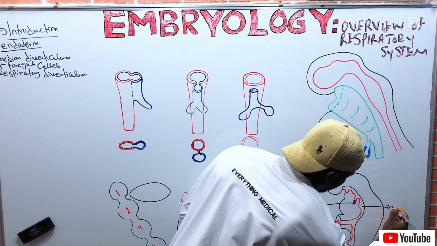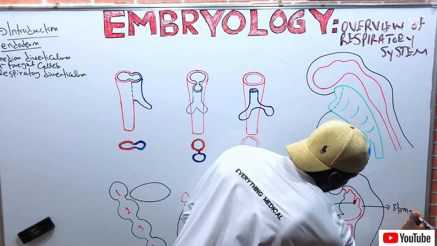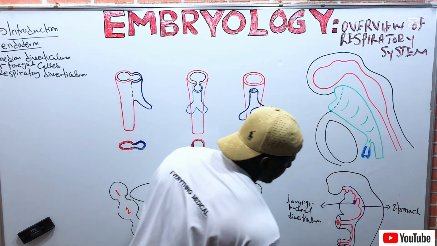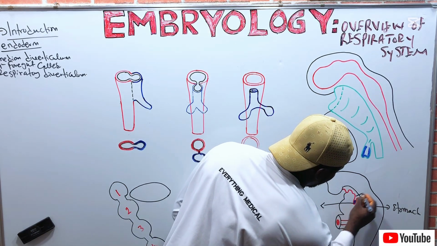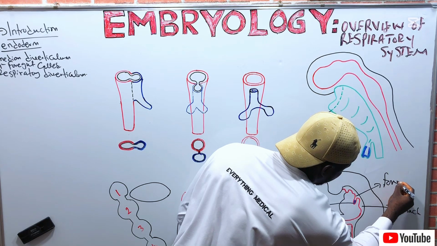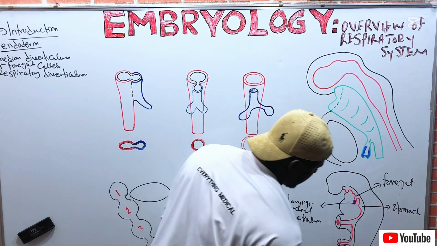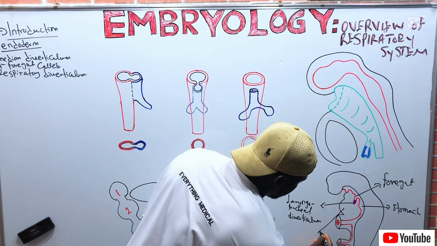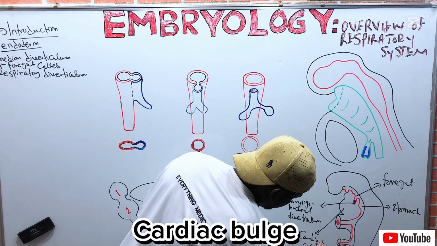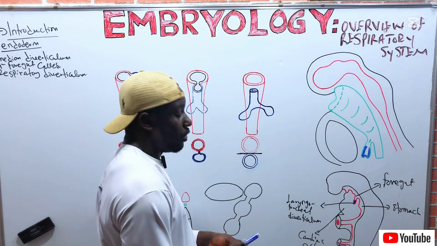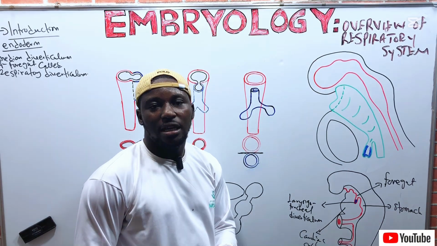This is the stomach, right? This is the foregut. This is the cardiac cycle.